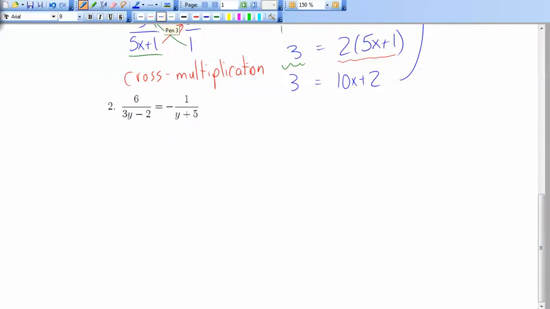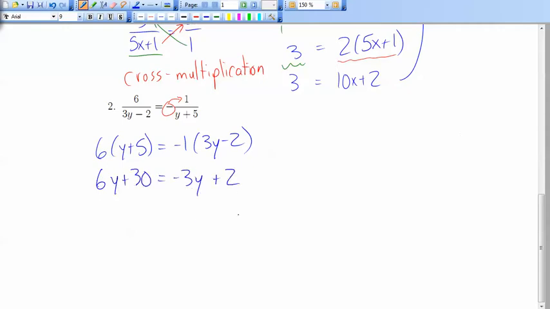If we look at this example, we can do our cross multiplication. Now, this negative sign right here, I can think of it being either attached to the numerator or the denominator. It's my choice. So let's attach it to the numerator there. So for my left-hand side, I'll get 6 times y plus 5. And on the right-hand side, I'll have negative 1 times 3y minus 2. We'll expand out both sides, collect our like terms, and there we have it.